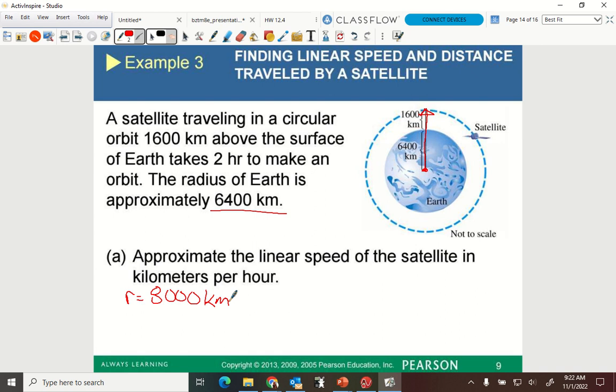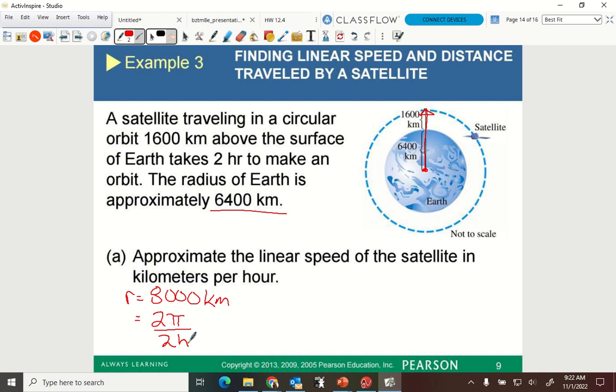All right. What else do we have? It takes 2 hours to make an orbit, right? So one orbit, it's going to take 2 hours. So that means that one orbit is 2 hours. Which variable is that? One orbit is 2 pi, isn't it? And it takes 2 hours.